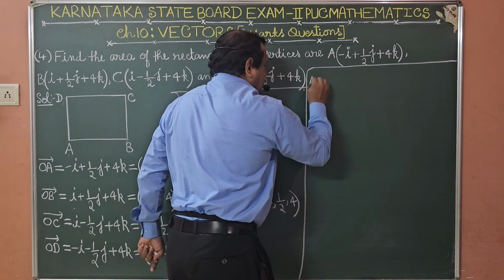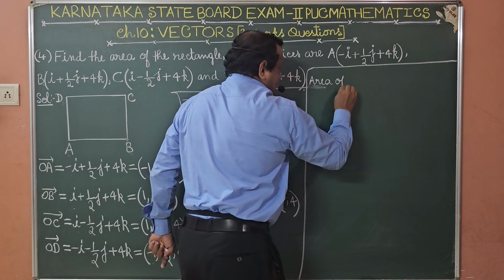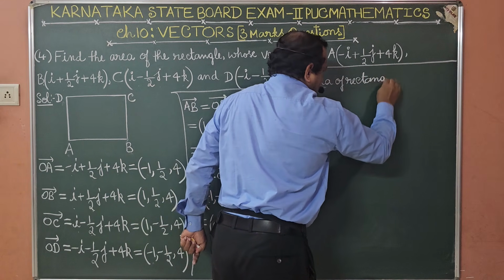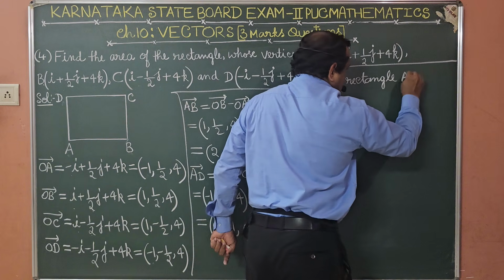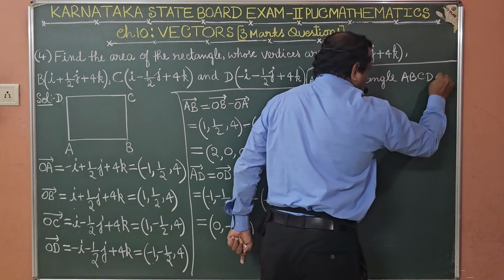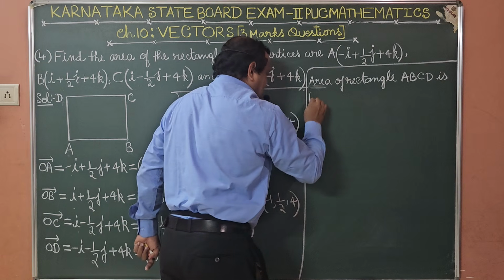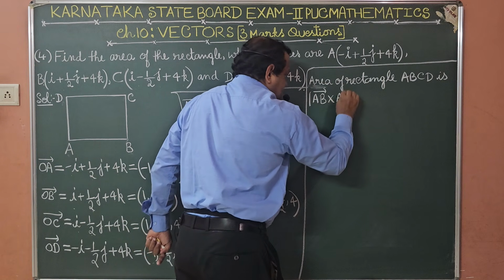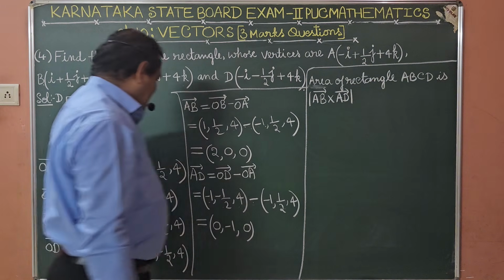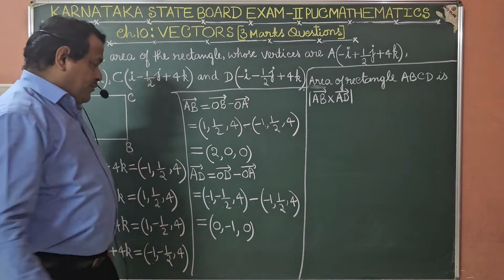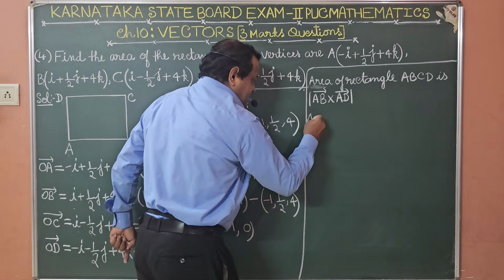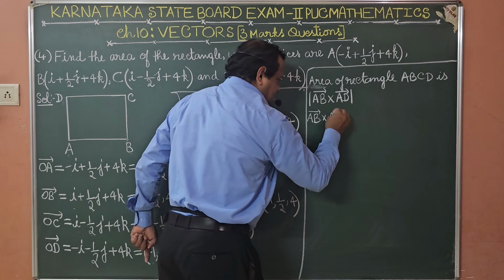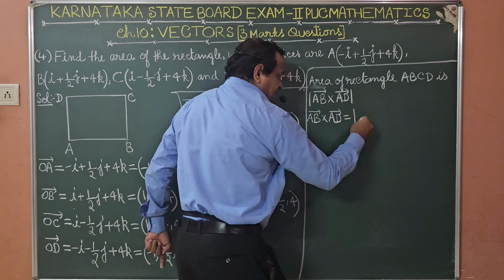Therefore area of rectangle ABCD, and I will follow this formula. See, magnitude of AB vector cross AD vector. See, I have AB vector, I have AD vector. Therefore, first I will find this AB vector cross AD vector, and it is a determinant definition.